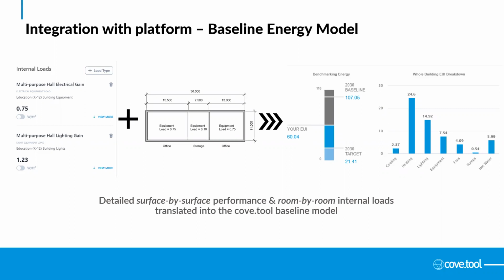So to do that, we're actually taking that detailed, surface by surface performance and room by room internal loads based on the templates assigned. And we're going to translate into that baseline model that runs super quickly on the cloud. So it'll always be available to users, whether they've thought to look at it or not. It'll be there, begging them to check on their energy and hopefully reduce it, because that's totally something that we're trying to do. So a lot of translation from the detailed model back to that really simple, easy to use early stage model.